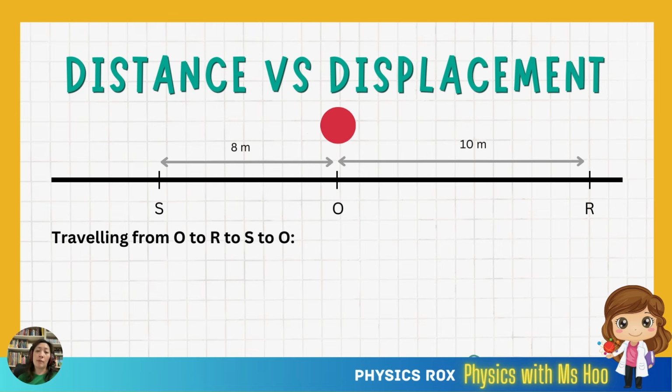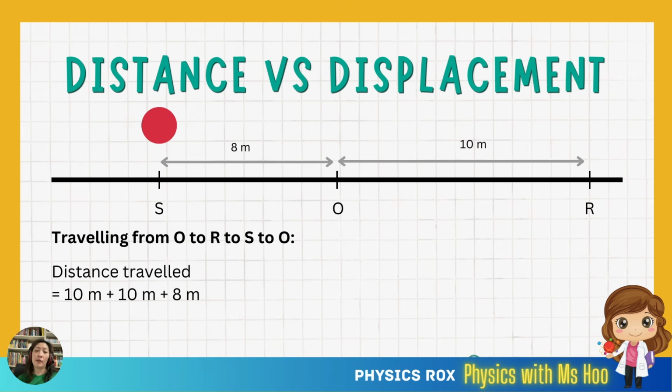So when traveling from O to R, the distance traveled is 10 meters. And then when it goes to S, we're going to add another 10 and 8, and then back to O is another 8 meters. This gives us a total distance of 36 meters.